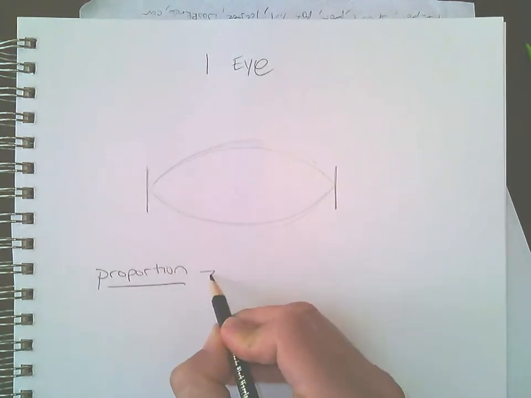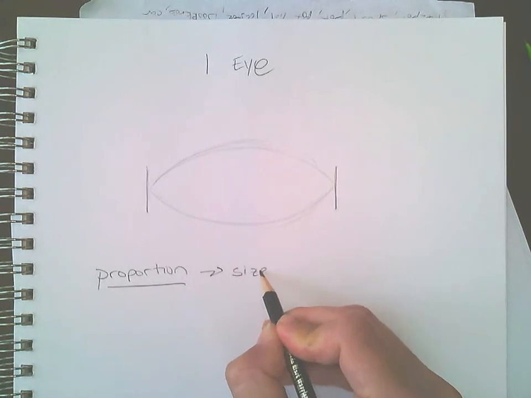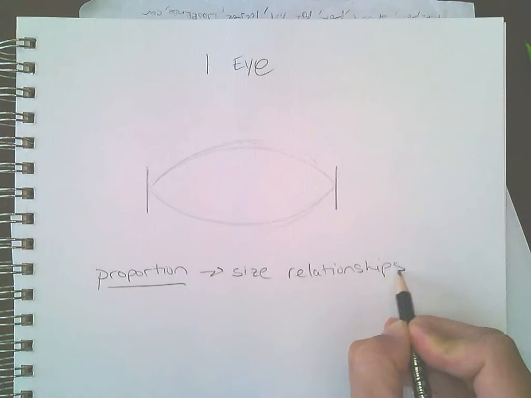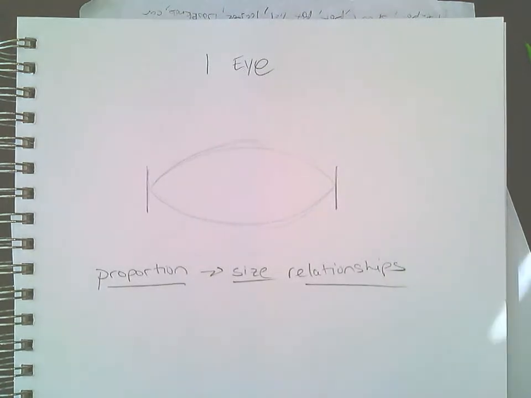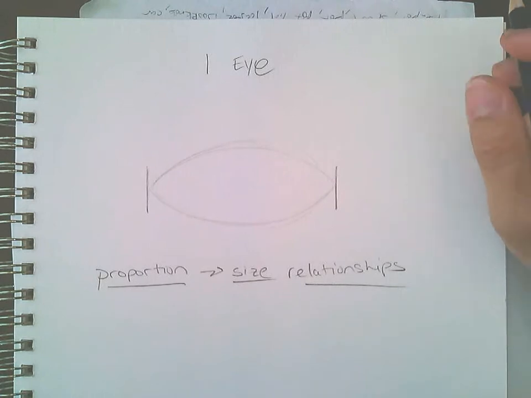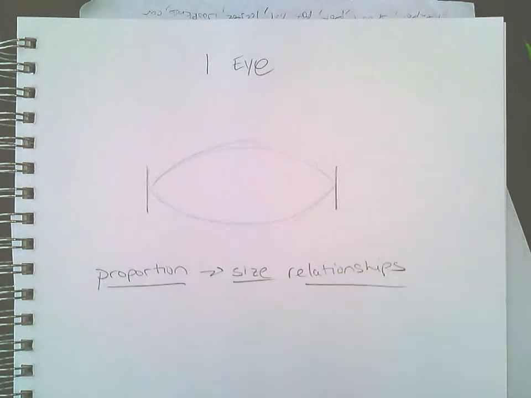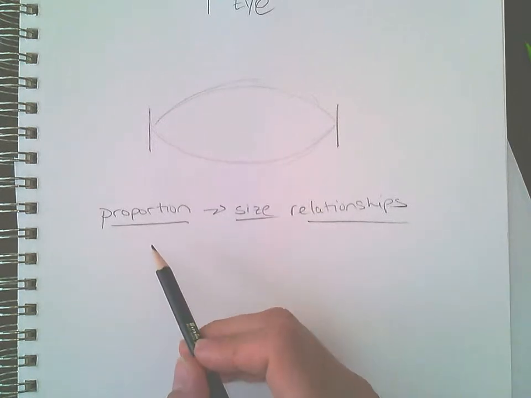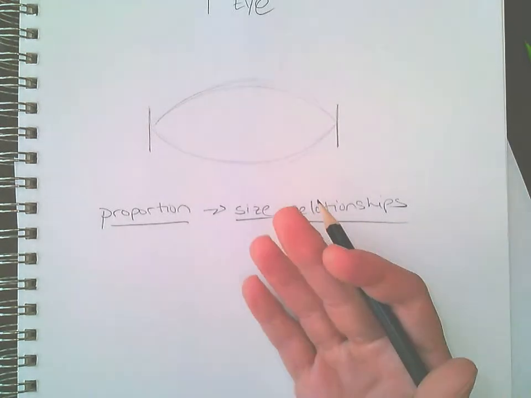size relationships. You've got to talk about size relationships so things look accurate, so you don't have a funky looking eyeball going on. Okay, so the first size relationship you need to understand is the relationship between the iris.